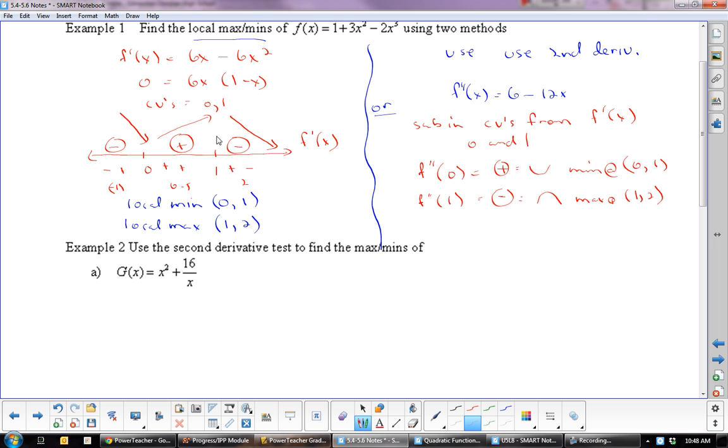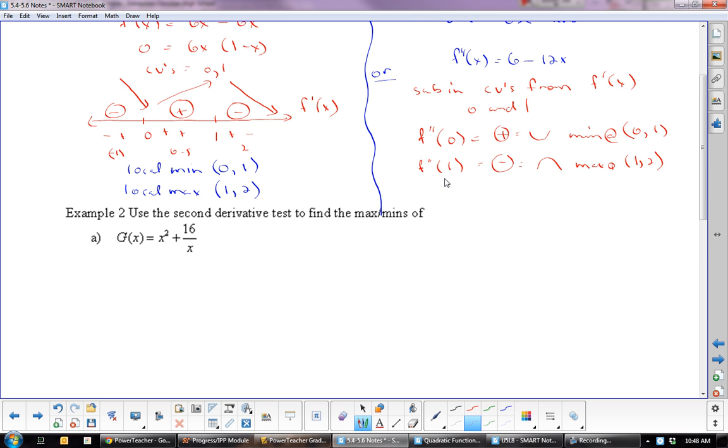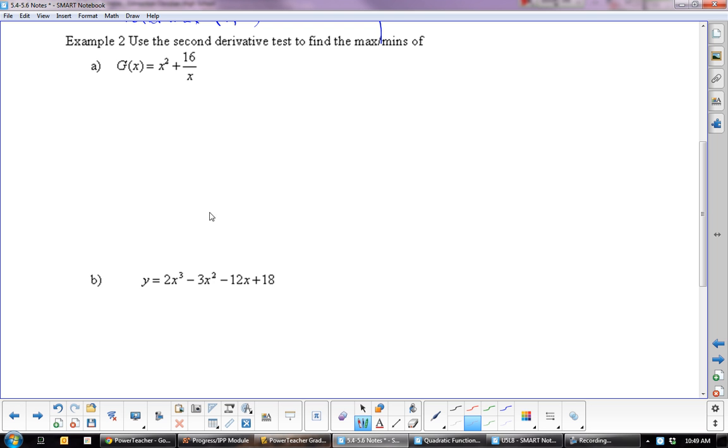If you just had these CVs and plugged them in here, this is quite fast. This is actually a pretty slow process: draw the line, put your things down, find test values, right? So you wouldn't have to do any of this. But personally, I do like this way better because it gives me my up and down, and when I'm drawing my graph, that comes in handy, because intervals of increase and decrease are needed to do this. So this, I don't see this being something that you're going to use.